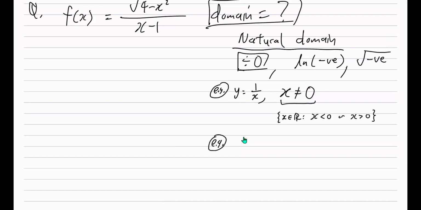Here's our next example. What if we take y equals ln of x? What's the natural domain? Can x be negative? x cannot be negative. How about 0? Can it be 0? Can you take ln of 0? Type it in a calculator and quickly check. What do you get? ln of 0?